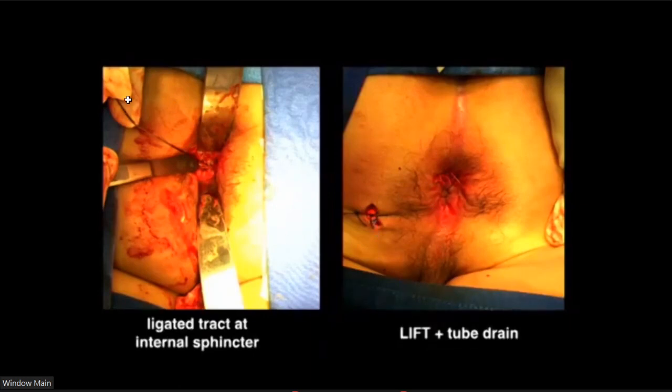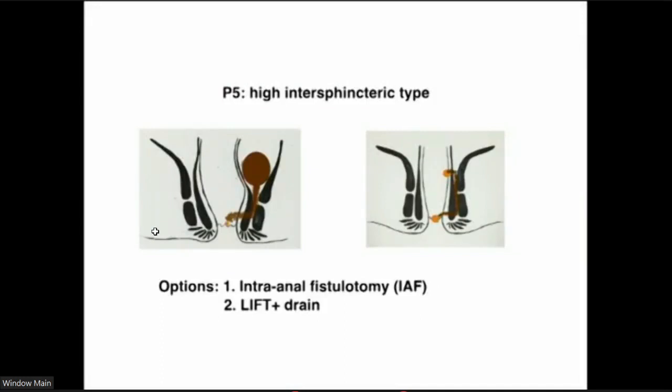And you keep the drain at least 2 or 3 weeks. And if it's dry at 3 weeks, you remove it, it will heal. But if it's not dry, keep it for a longer time, maybe 2 or 3 months, no problem. And sometimes it can heal. Now we go to the pattern 5. We call intra-anal fistulotomy. You can use lift in acute abscess, you just can, but this is better.